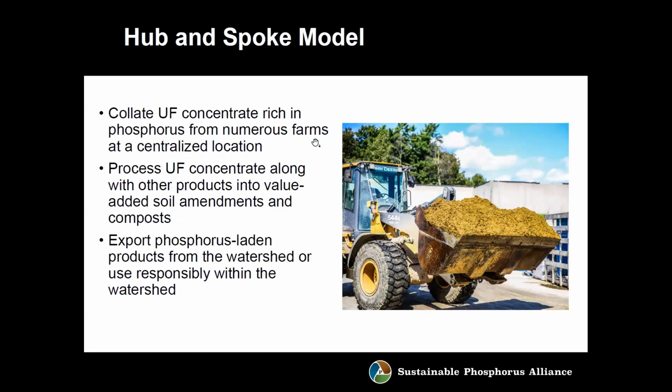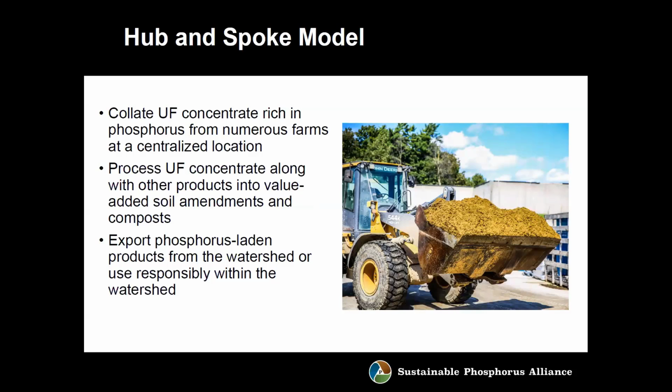The idea behind our model is it's a hub and spoke model where we will identify hubs such as composters where we can bring the phosphorus-rich concentrate, while putting ultrafiltration systems on small and large farms around that hub. So the idea is to collate the phosphorus-rich material at the hub and have independent processing systems sort of be the spokes.